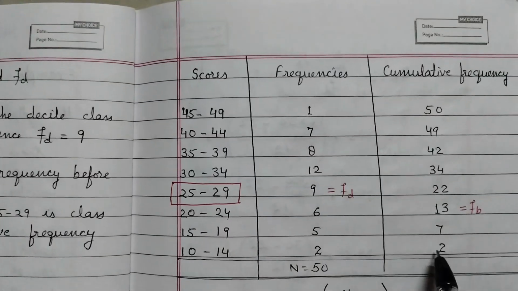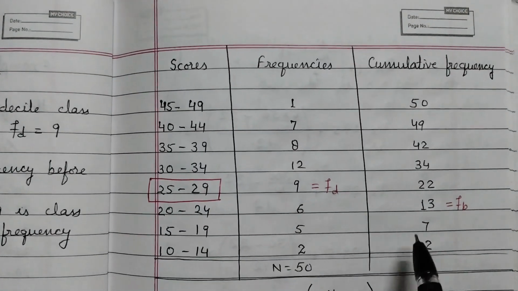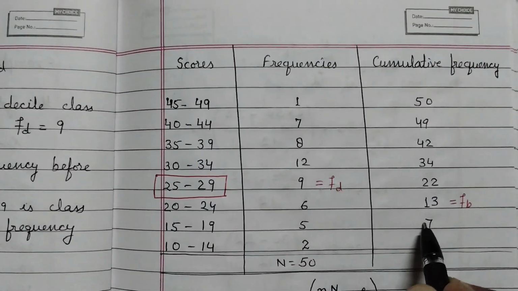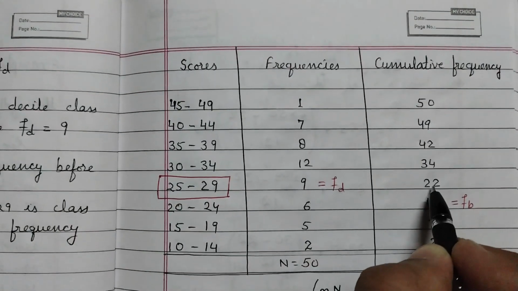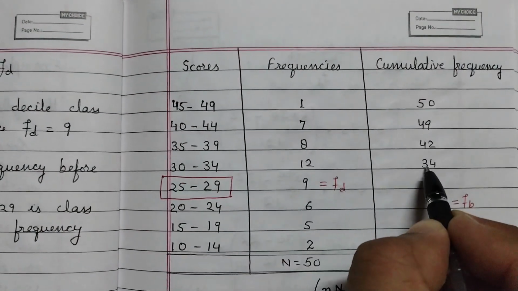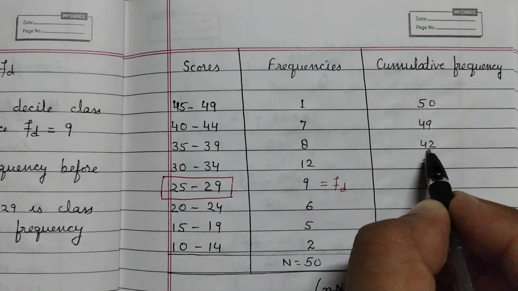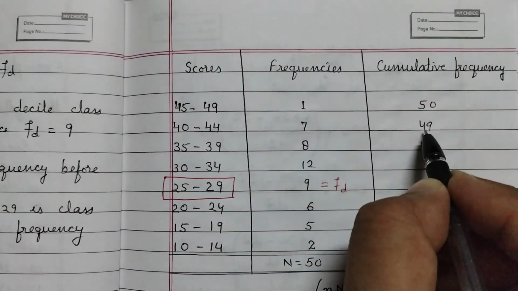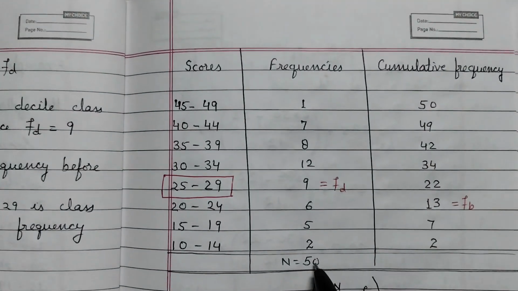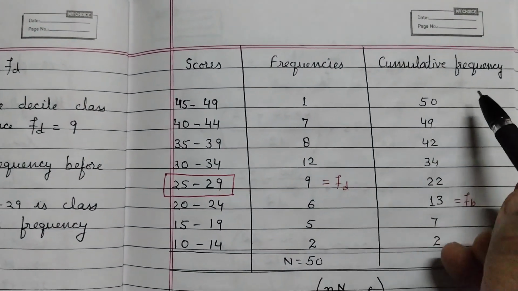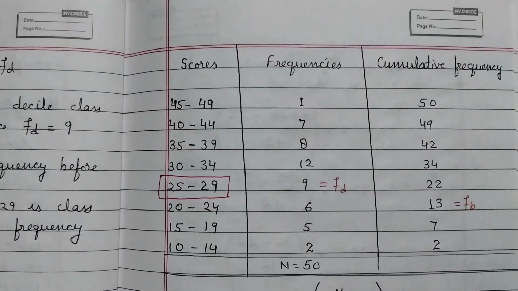Before 2 we write the 2, then keep on adding. 2 plus 5 is 7, 7 plus 6 is 13, 13 plus 9 is 22, 22 plus 12 is 34, 34 plus 8 is 42, 42 plus 7 is 49, 49 plus 1 is 50, and this 50 matches with N. That means we have evaluated the cumulative frequency correctly.